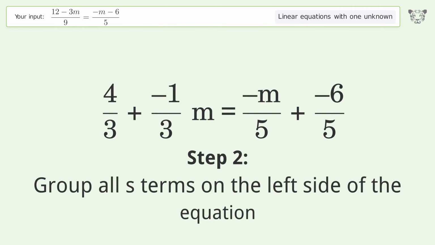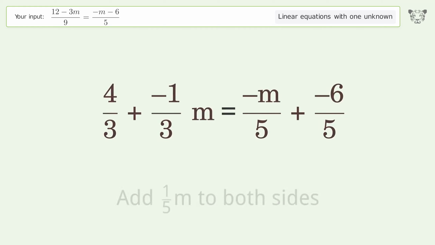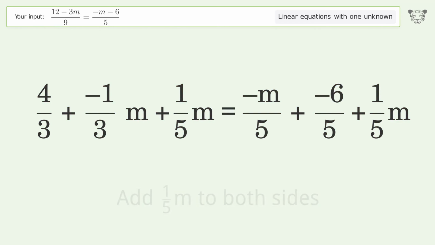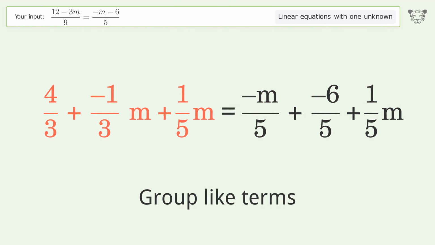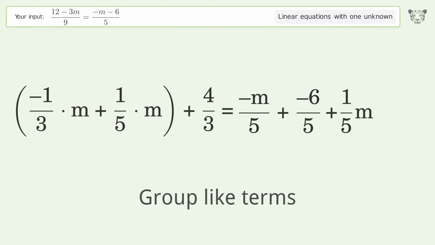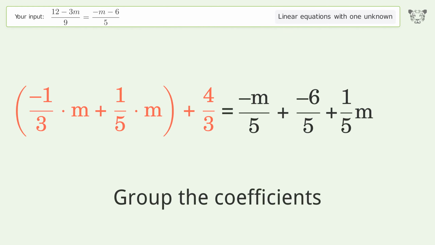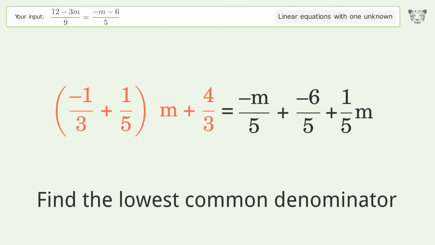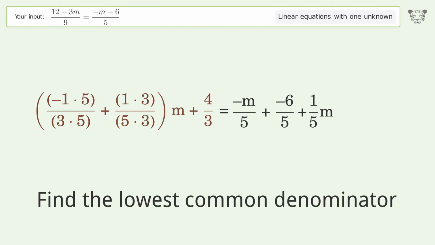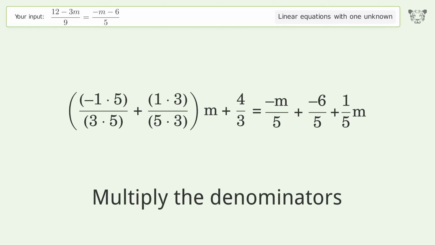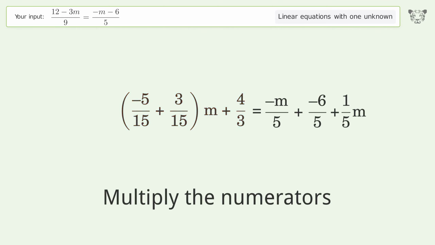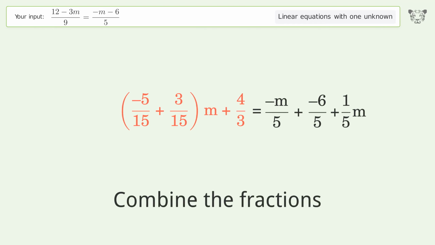Group all s terms on the left side of the equation. Add 1/5m to both sides. Group like terms. Group the coefficients. Find the lowest common denominator. Multiply the denominators. Multiply the numerators. Combine the fractions.